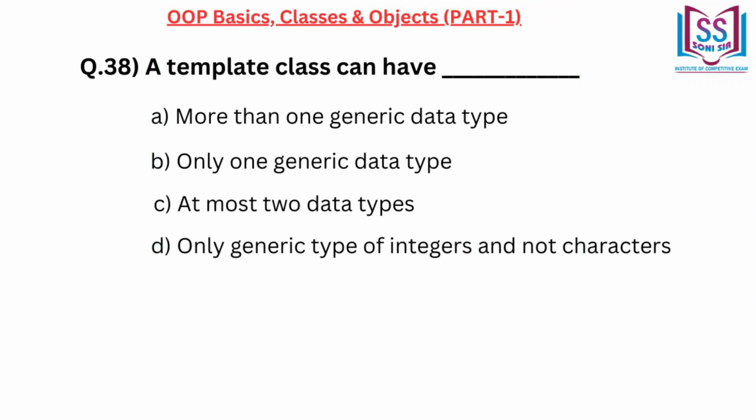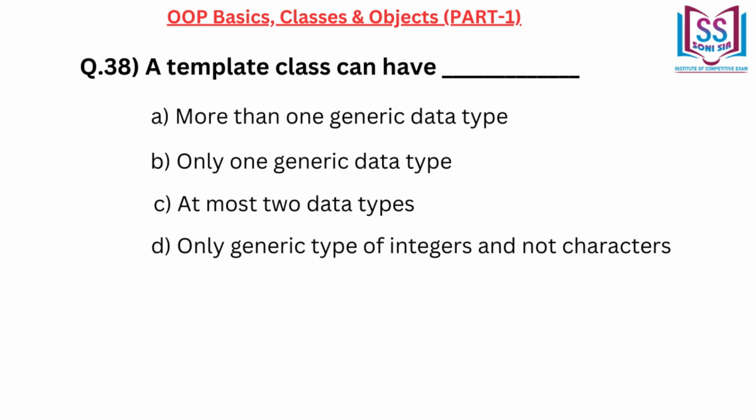A template class can have dash. A. More than one generic data type. B. Only one generic data type. C. At most two data types. D.